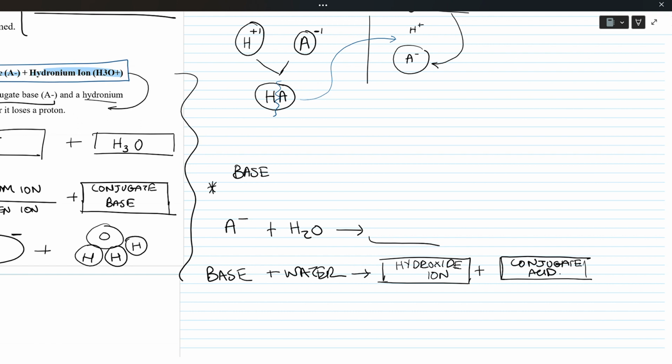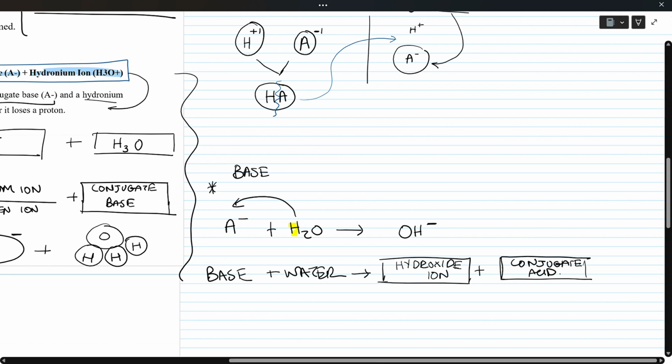Alright, so if we were to finish up this equation on top here, you've got A minus plus H2O. Remember, what does a base do? A base accepts hydrogen. Instead of donating, because it has nothing to donate, it takes one of these hydrogen ions from the water. Okay, it accepts it there. So what we have left over is OH minus, because the H is leaving here, so you're left with just oxygen and hydrogen, plus you're going to have AH, because the hydrogen left and it joined the A.